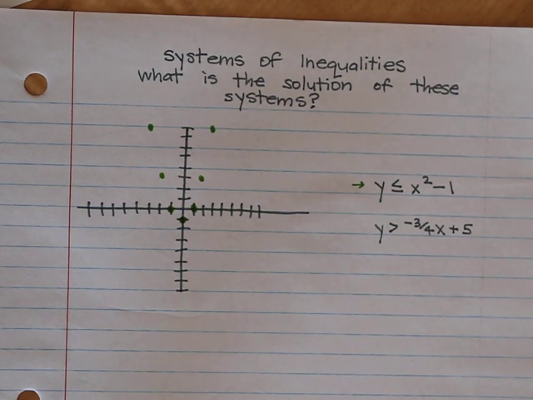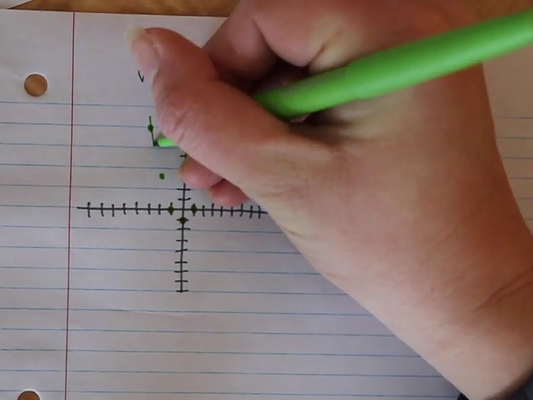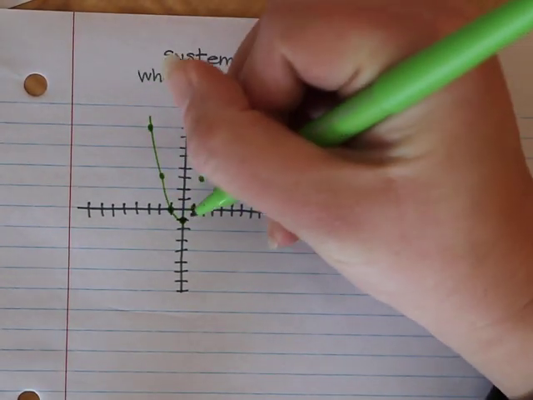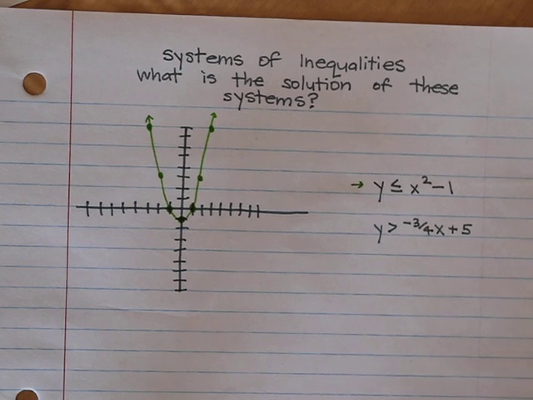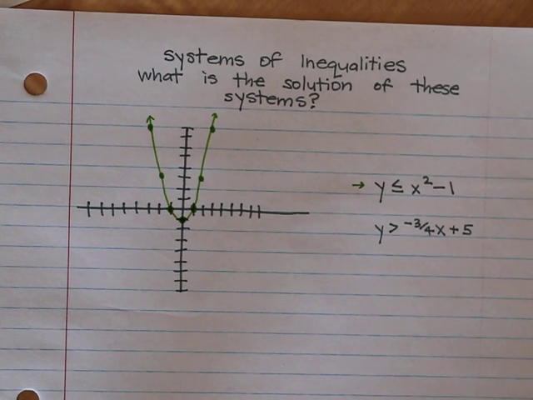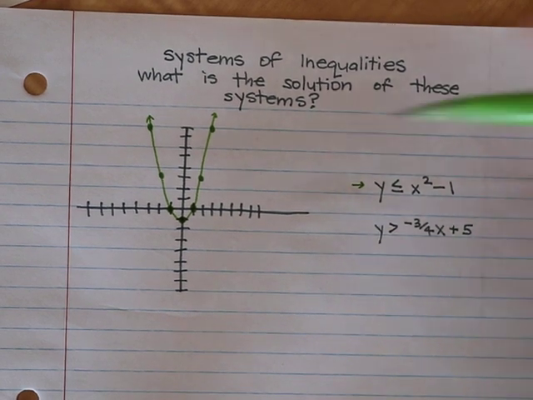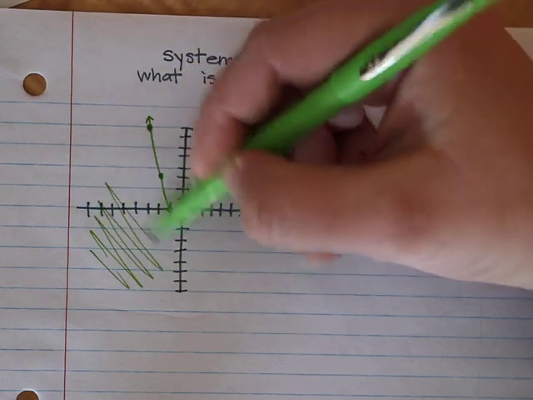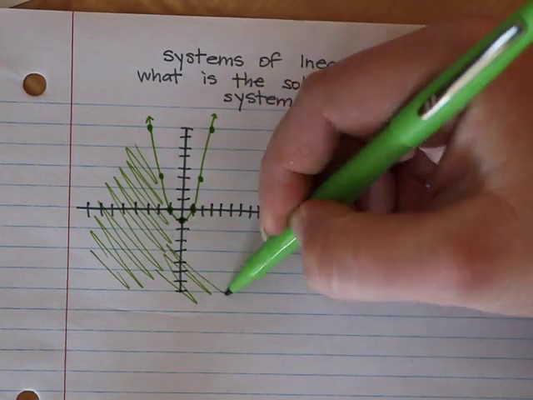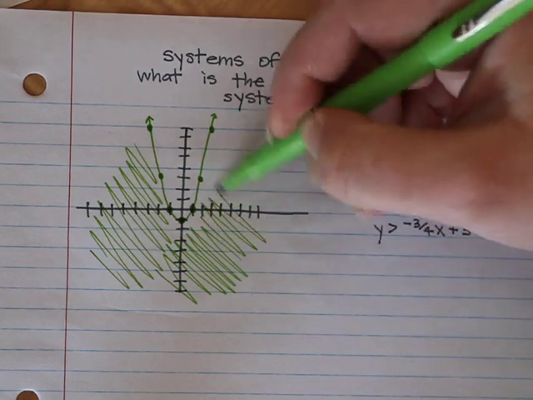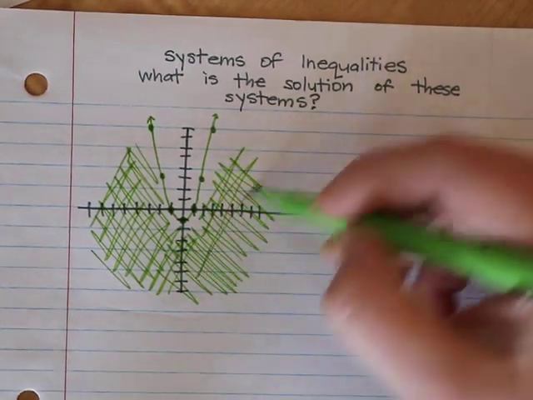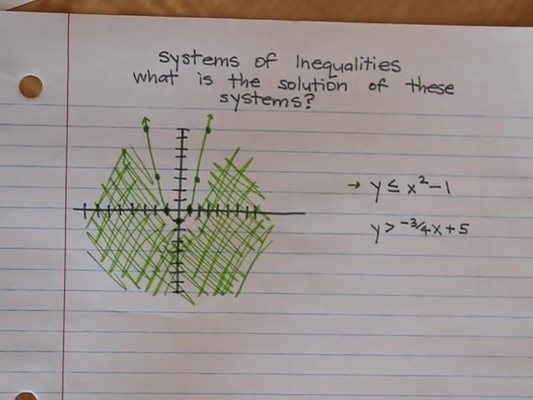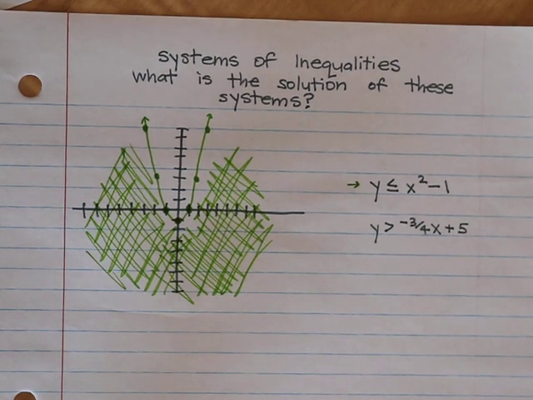This is less than or equal to, which means I'm going to draw just a smooth line, no dashing. That's y equals x squared minus 1. Y is less than, which means I want all the points where y is less than that graph. And so that means I'm going to do some shading, because I need to account for every possible ordered pair. So I am going to show that by shading below.